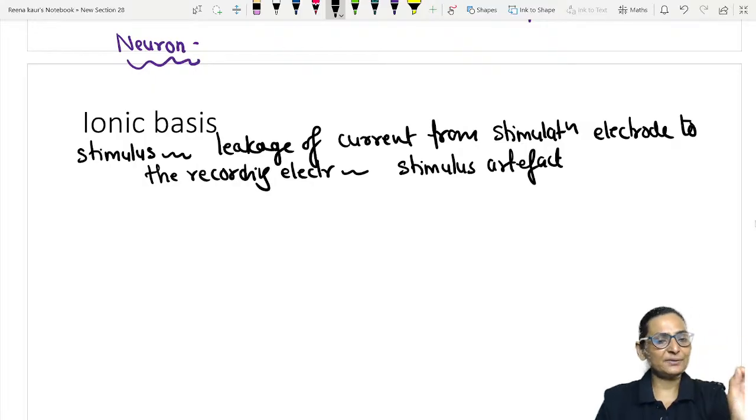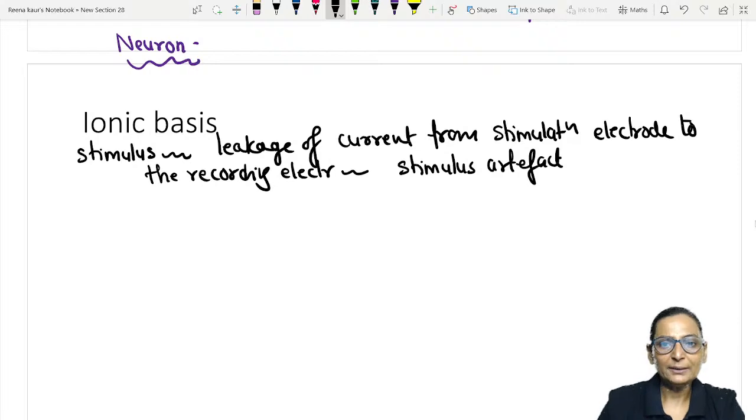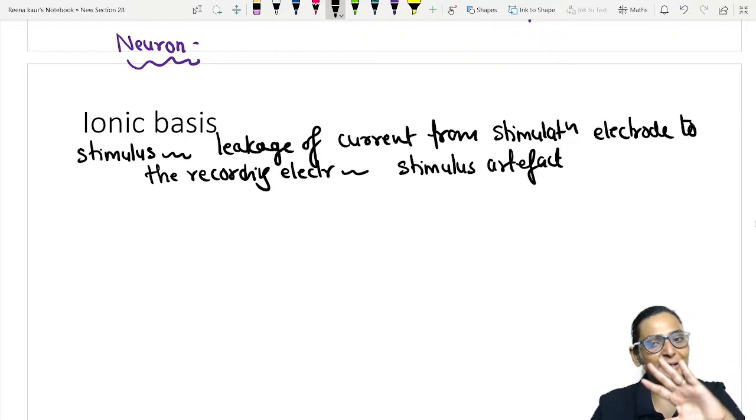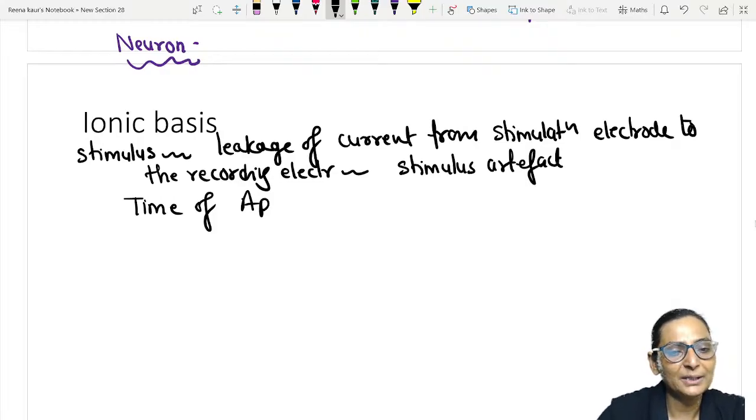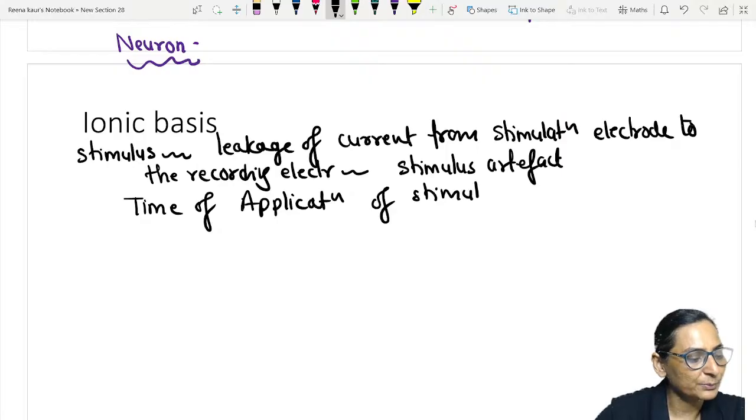So जैसे आपने threshold stimulus दिया, there is a small amount of leakage of current from the stimulating electrode to the recording electrode, that is producing a small spike जैसा छोटा सा, that is called as stimulus artifact. And it is very important because वहां पर आपको actually क्या पता चल रहा है? आपको पता चलता है टाइम ऑफ एप्लीकेशन ऑफ द स्टिमुलस.